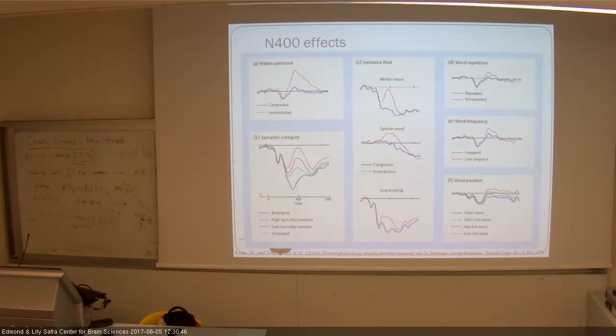Prediction error. Pardon? What the next word is and it doesn't match. Okay, so that would explain very well, I think, the words when it's within sentences or in the sentence final. It's not sure exactly about the repetition. If you have like half of the words repeated and half unrepeated, or if it's word frequency, it's not exactly that I expect a specific word. Frequency might be thought of as expectation.